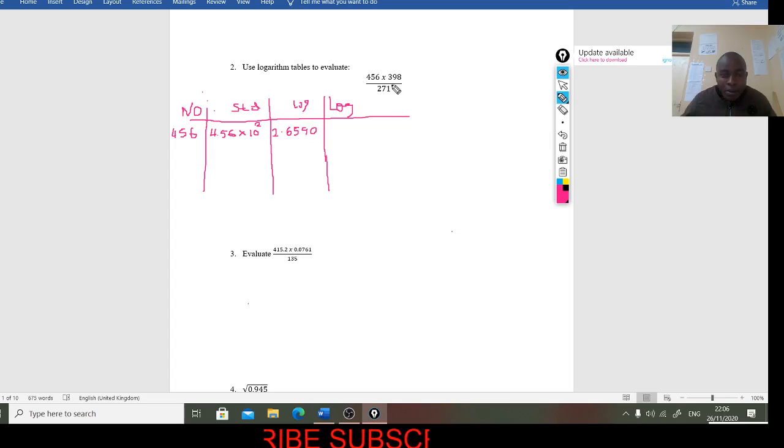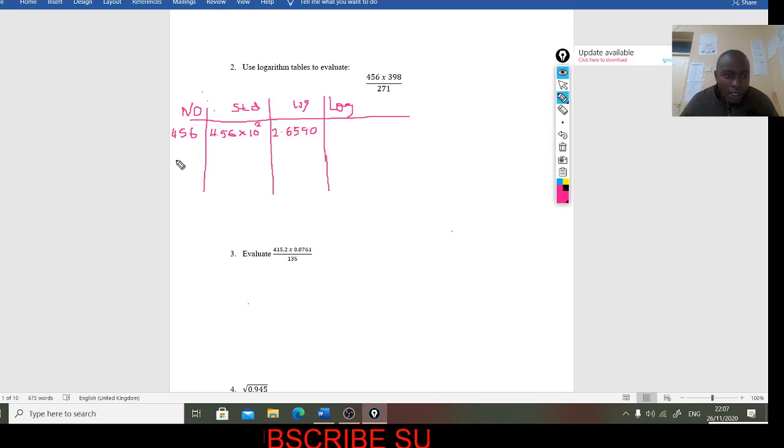Now there is a times. Remember the powers, logarithms are powers, and both of them have base of 10. When there is a multiplication you add the powers, and when there is a division you subtract the powers, because all logs are in the base of 10, so the bases are the same.